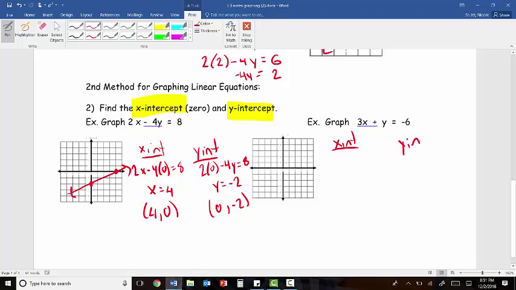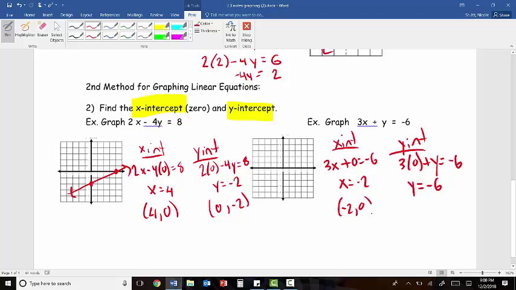X-intercept, y-intercept. X-intercept needs an x, and y-intercept needs a y. So x equals -2. y equals -6 means we have -2, 0, and 0, -6. And if we are to graph that, y-intercept's about here, x-intercept's about here, and there's our line.